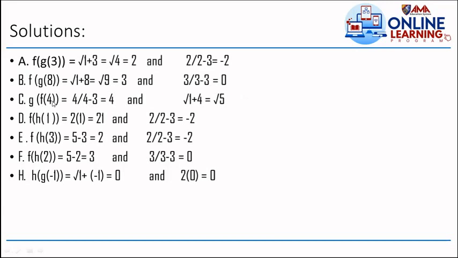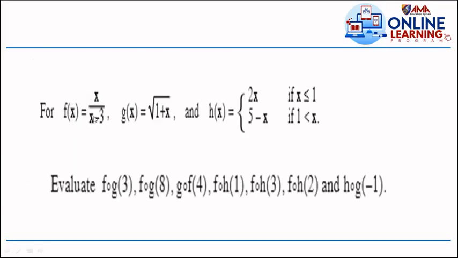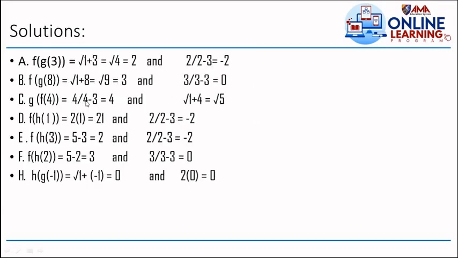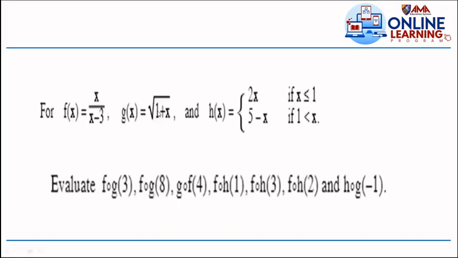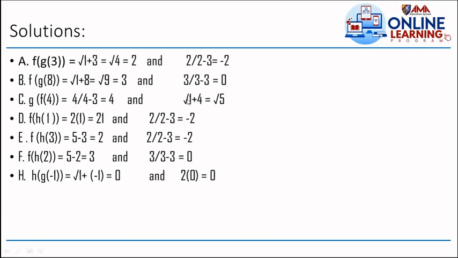G of f of 4. So, yung ano natin, x divided by x minus 3. So, we have 4 divided by 4 minus 3. 4 minus 3 is 1. So, 4 divided by 1 is 4. And, okay, yung square root naman dito, ito yung function ng g natin. So, we have square root of 1 plus 4 is equivalent to square root of 5. Okay? Next, letter D. F of h of 1.